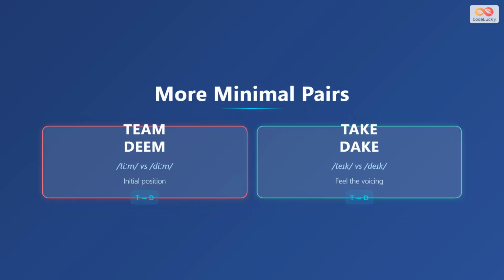Let's continue with additional minimal pairs to strengthen your pronunciation. We have team versus deem. Both start with the same vowel and end the same way, but the initial consonant changes the word completely. Another pair is take versus dake. As you practice these, remember to focus on the voicing. Feel your throat vibration with D. Keep your throat still with T. The more you practice these minimal pairs, the more automatic the distinction becomes.